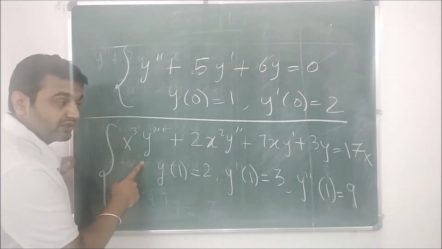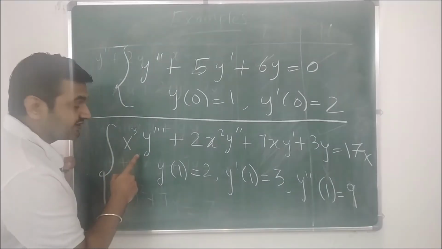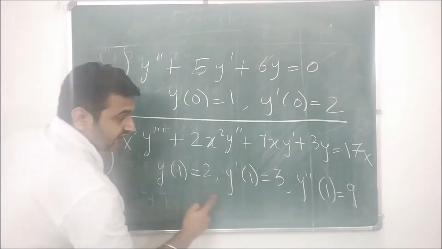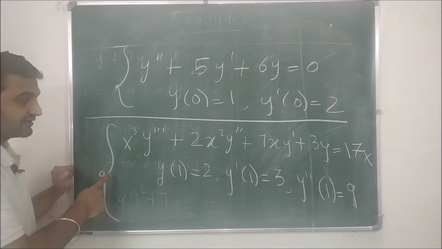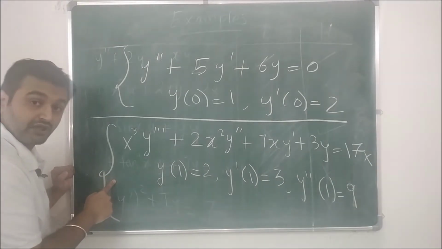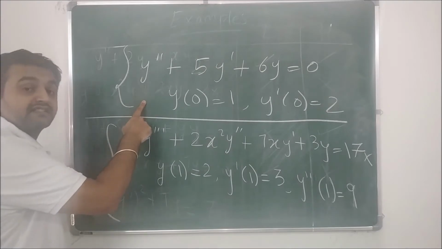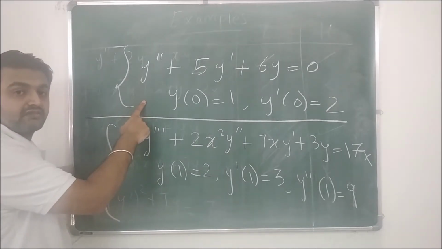So this is a third order differential equation, and since it's a third order, we will be having three arbitrary constants, and therefore we will need three initial conditions. So this is how an initial value problem for a third order differential equation will look like. This is how an initial value problem for a second order linear differential equation will look like.